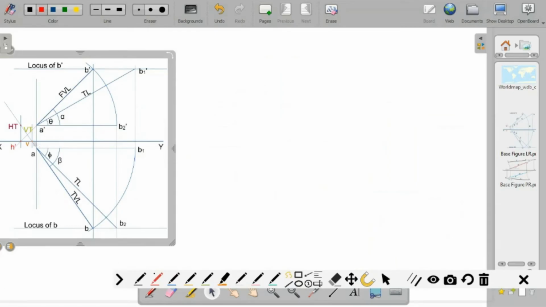So this distance is 0, this is 50, this is 50, and the true length is 75. Then theta plus phi is 90 degree. That is the conditions that are given.